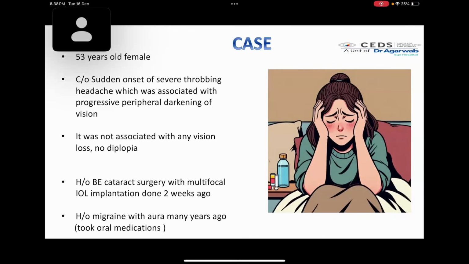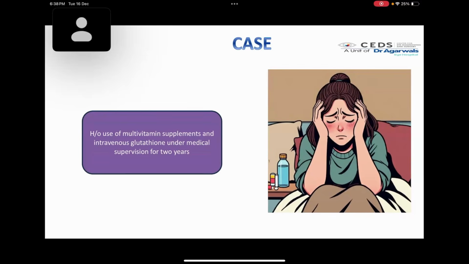Looking at her records, the cataract surgery was uneventful. On probing her medical history, when she was very young, she was a known case of migraine with auras, which used to be scintillating auras. She had taken medications for quite some time, but she had no episodes of migraine. She was migraine free for a couple of years. In terms of medical history, she was not on any medication besides oral multivitamins and intravenous glutathione that she was taking under medical supervision for almost 2 years.